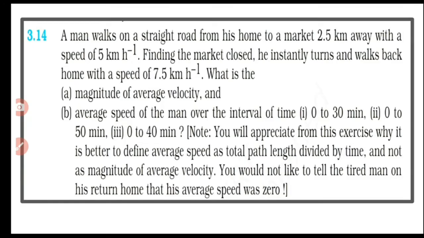Now we will discuss one problem from the exercises, that is 3.14. A man walks on a straight road from his home to a market 2.5 km away with a speed of 5 km per hour. Finding the market closed, he instantly turns and walks back home with a speed of 7.5 km per hour. What is the magnitude of average velocity and average speed of the man over the interval of time? First case 0 to 30 minutes, second case 0 to 50 minutes, and third case 0 to 40 minutes.